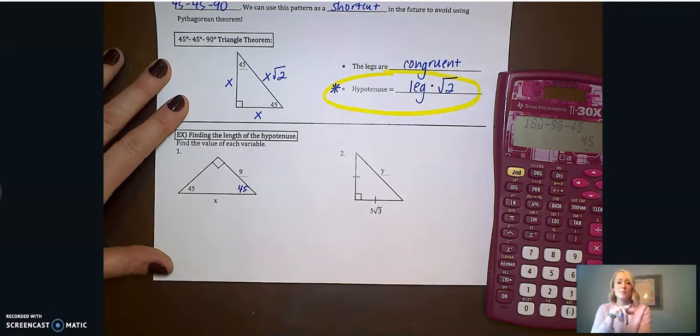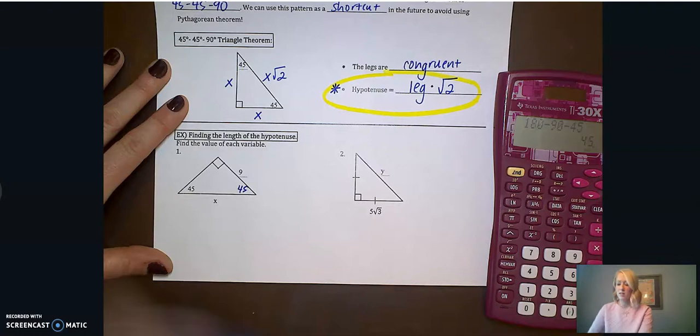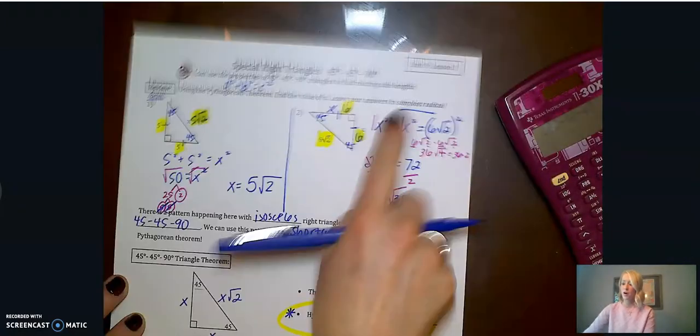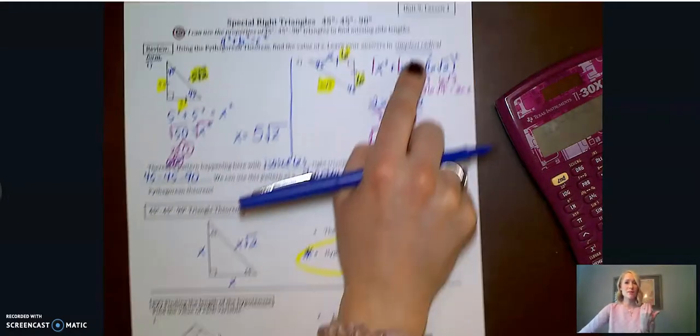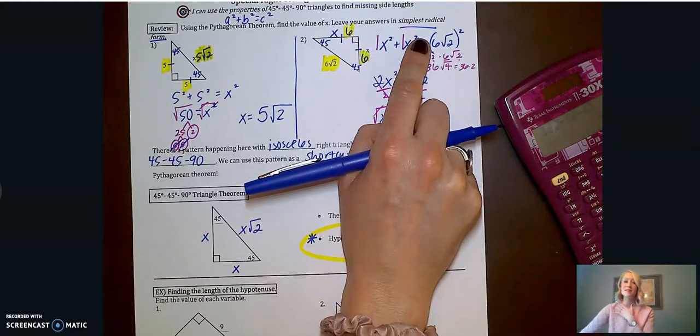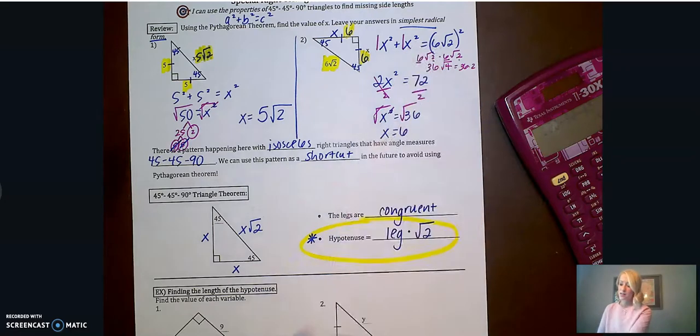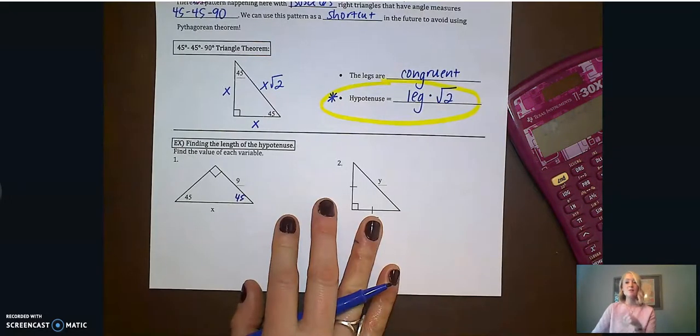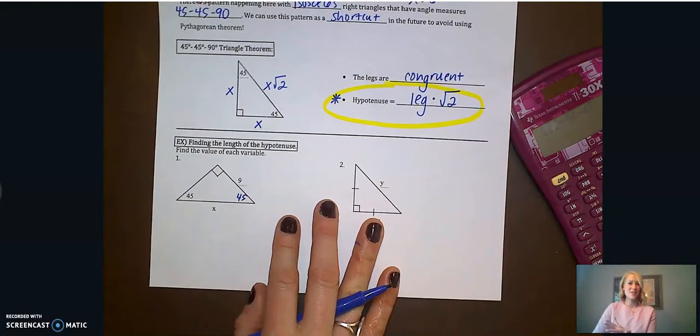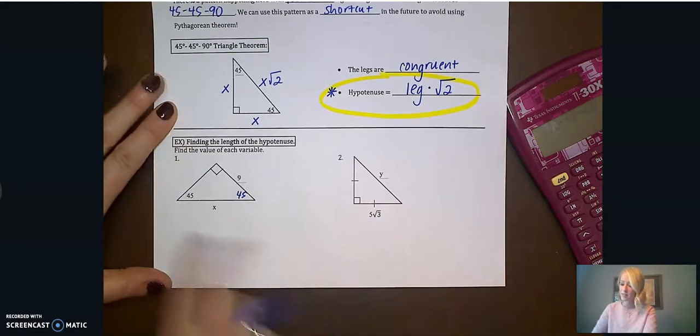The question often comes up, why can't I do SOHCAHTOA to find X? You could, but they're always going to say, write it in simplest radical form. SOHCAHTOA is never going to give that to you. It's always going to give you a nasty decimal. So for that reason, we need these shortcuts. And they're quicker than SOHCAHTOA, to be honest.